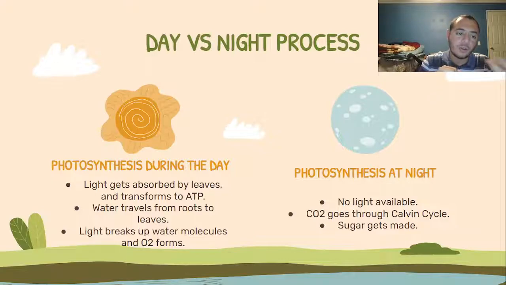In the day process of photosynthesis, obviously you've got light from the sun that gets absorbed and it breaks water, and then oxygen gets released from the thylakoid, right? The light also gets used to make ATP, right? And at night you've got no light available from the sun, so obviously you've got your Calvin cycle mostly occurring, and that's, like I said before, CO2 gets turned into sugar.